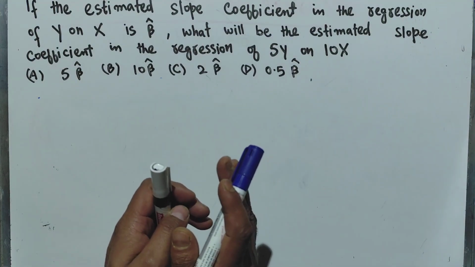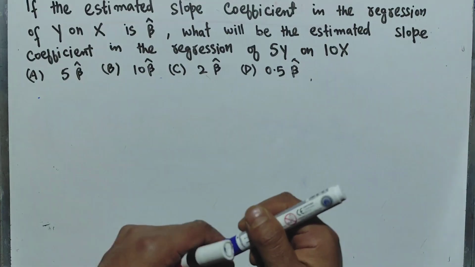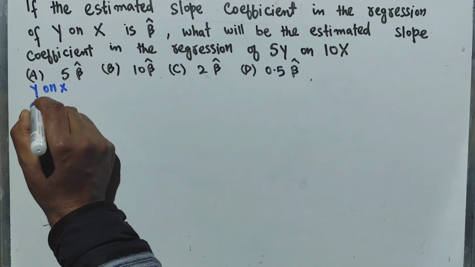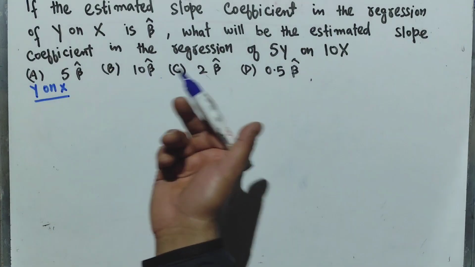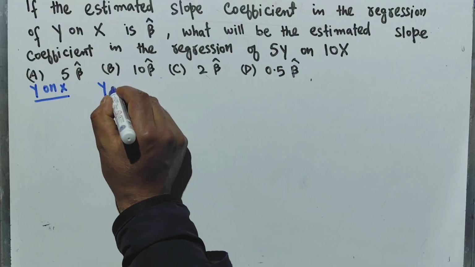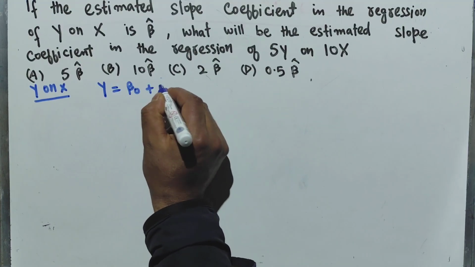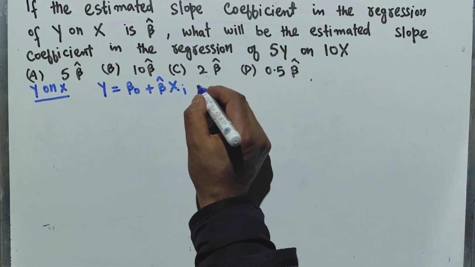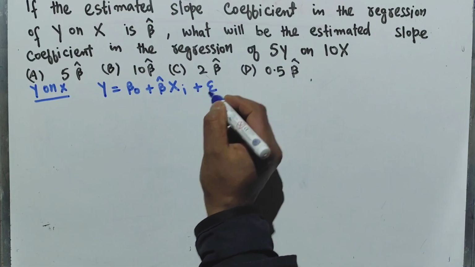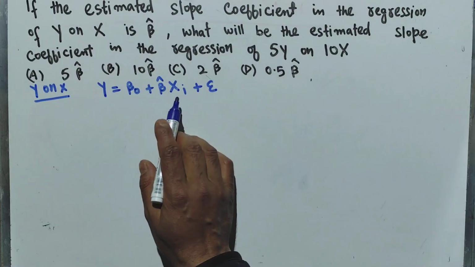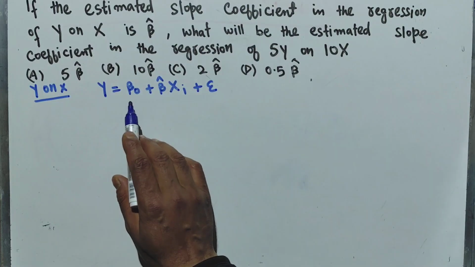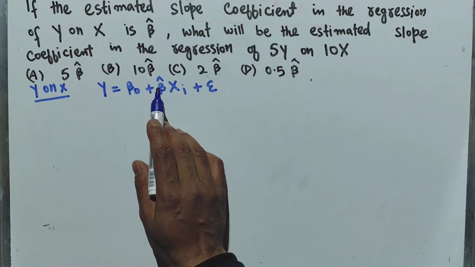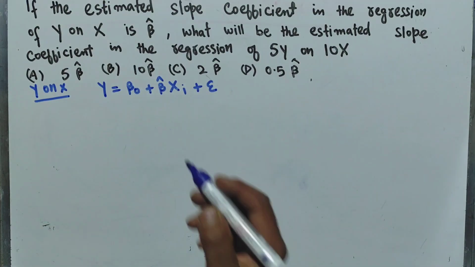So what is the equation for linear regression of y on x? The equation of y on x is y equals beta naught plus beta hat x_i plus e, where y denotes the dependent variable, x_i denotes the independent variable, beta naught denotes the intercept of the regression line, and beta hat denotes the slope. And we are interested in finding out the beta hat.